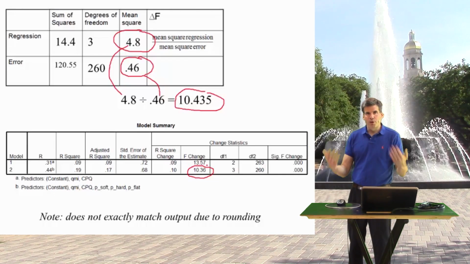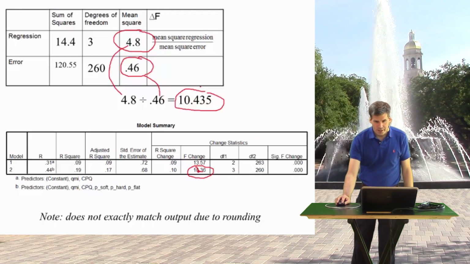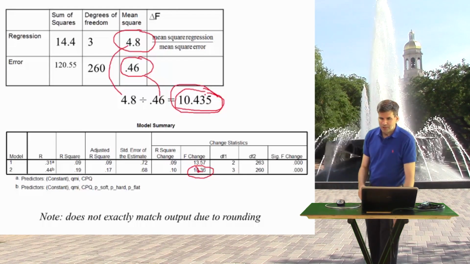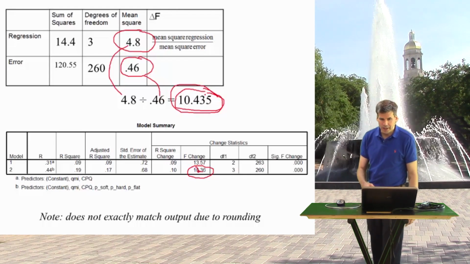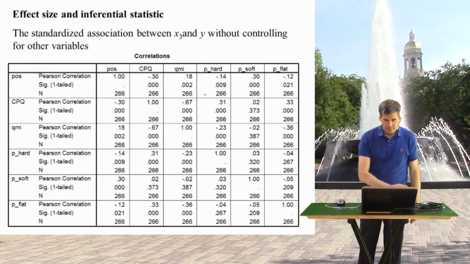And of course, if this were homework or a test, and I had scribbled this out and asked you to calculate it, then you'd give me the value that matches the numbers you worked with, and the right answer would be 10.435. So that is how you would calculate the delta F.